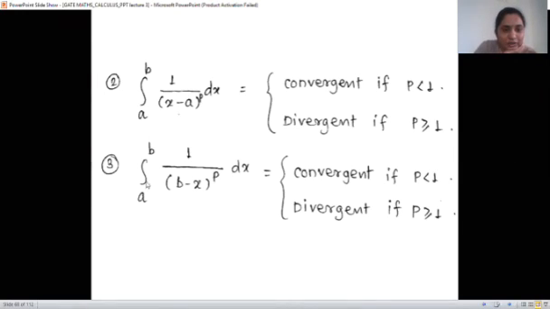And similarly, for a to b integration, if it is b minus x for the upper limit, b minus x raised to p, then it is convergent if similarly p is less than 1 and divergent if p is greater than or equal to 1.